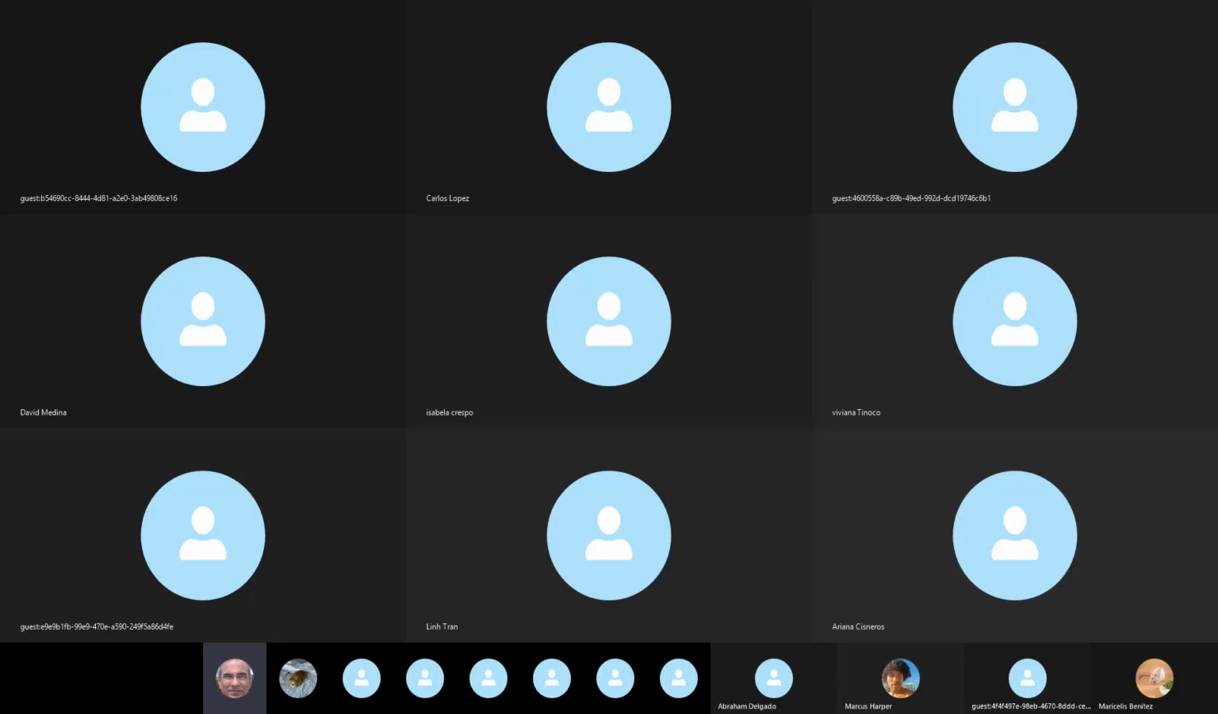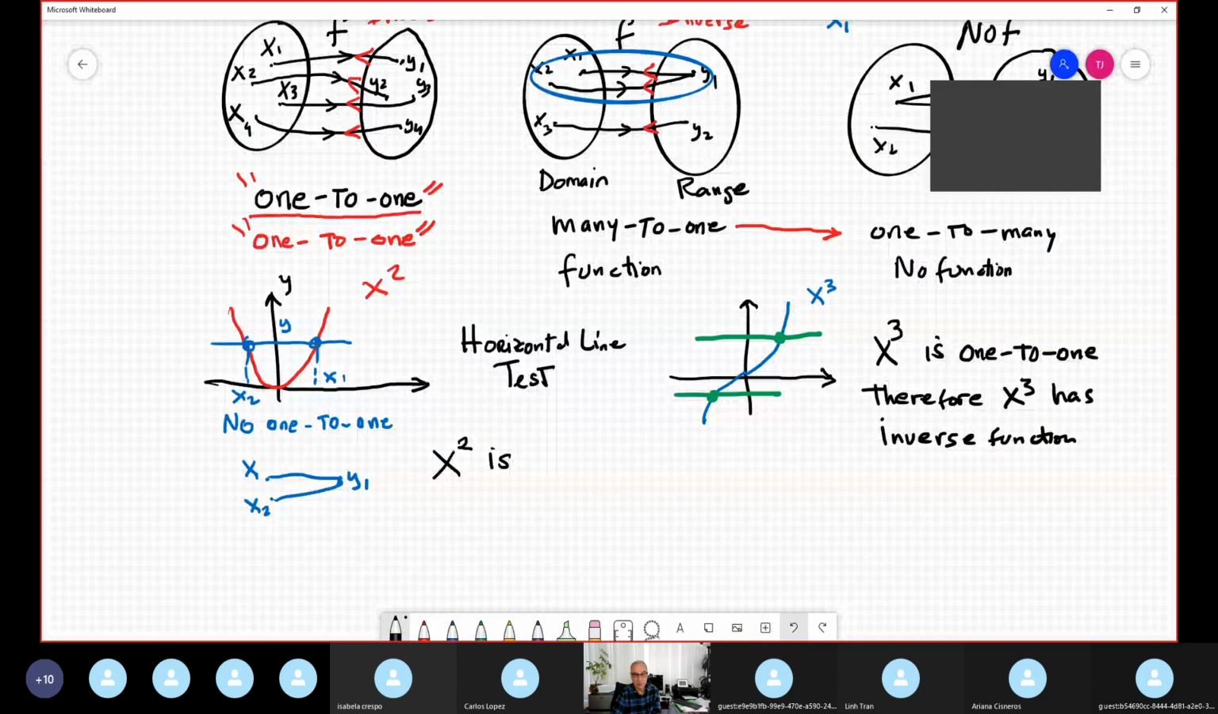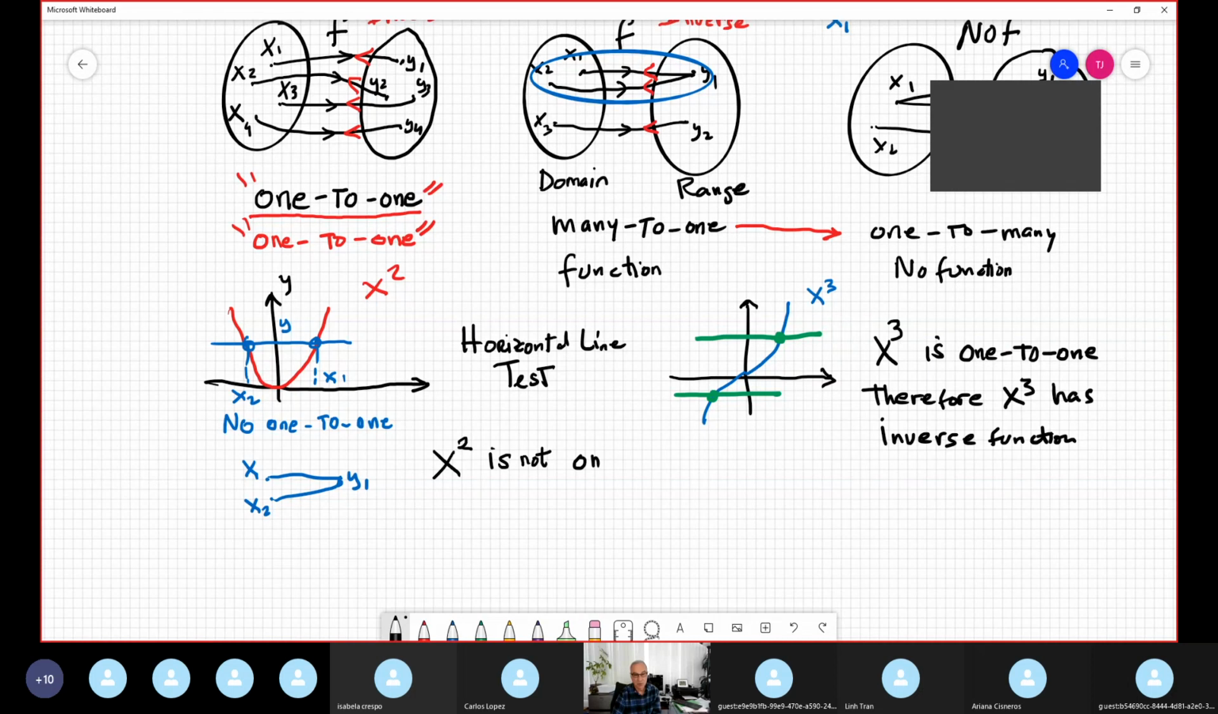However, unfortunately, x squared is not one-to-one. Therefore, x squared has no inverse function.